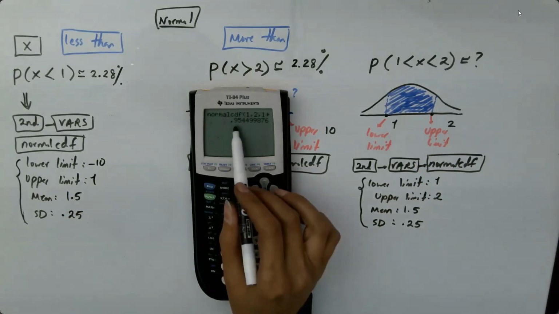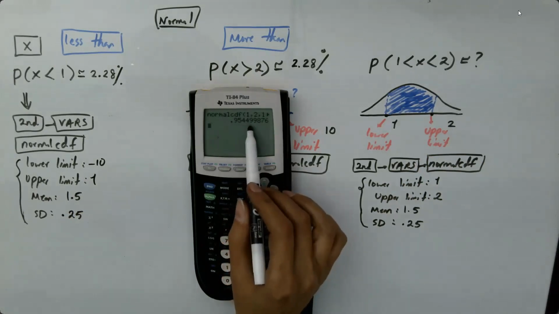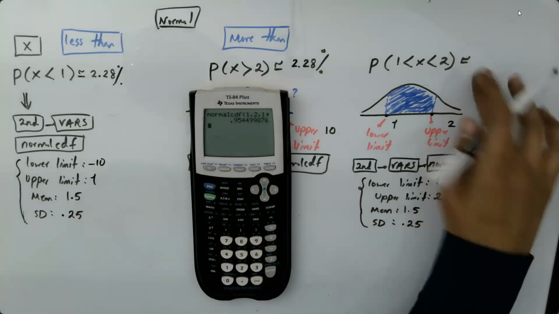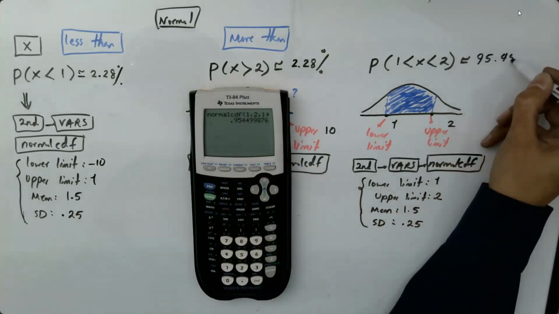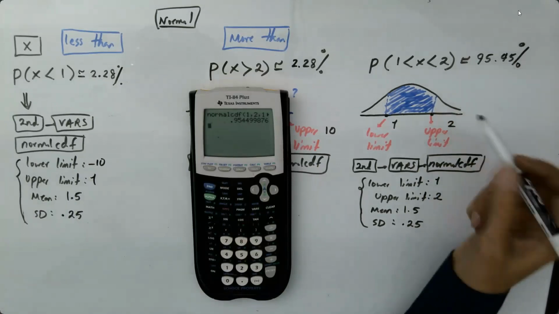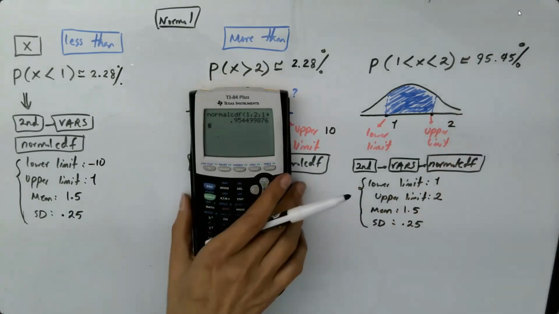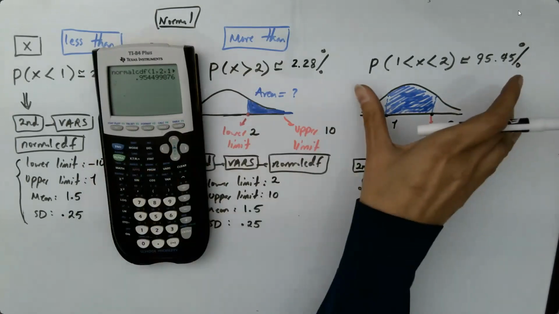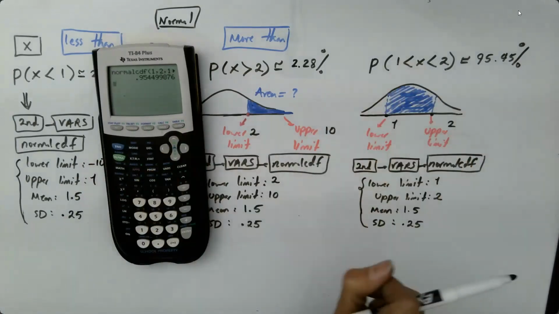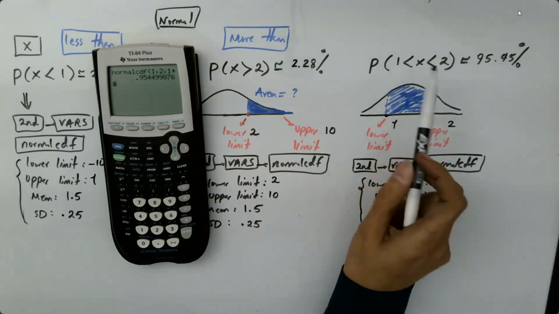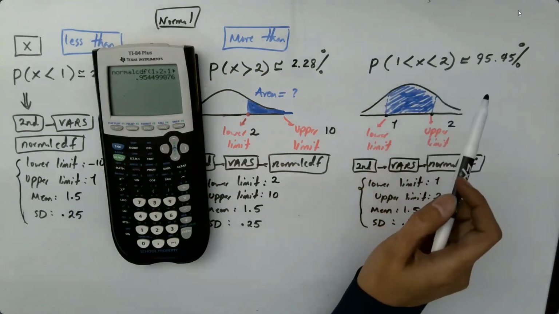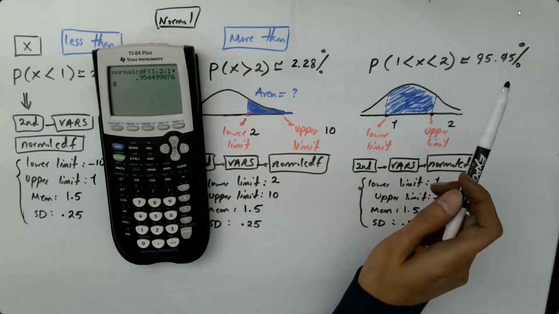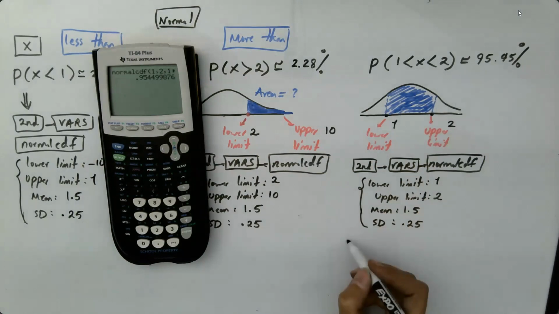Well, I have 95.45%. Approximately, it is 95.45%. The probability, what's the meaning of that? It means that the probability that I randomly select a user and that user keeps the phone between 1 to 2 years is 95.45%. That's the probability.